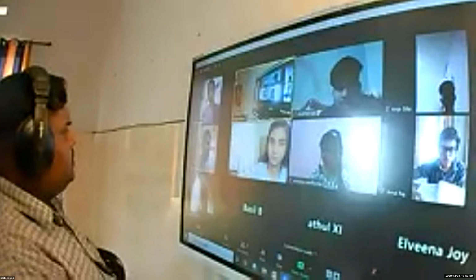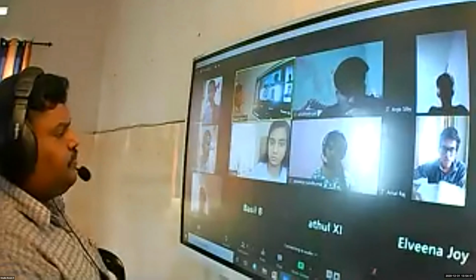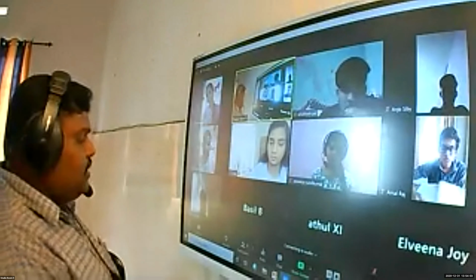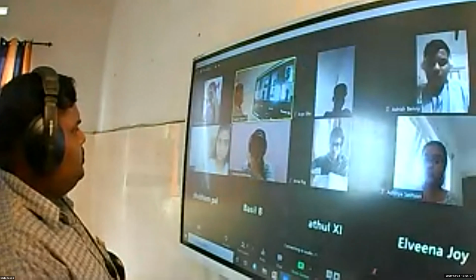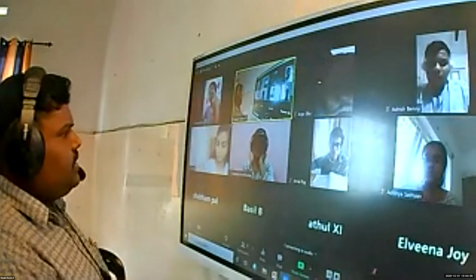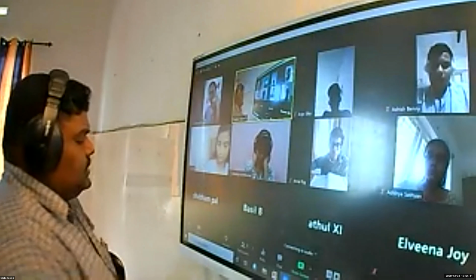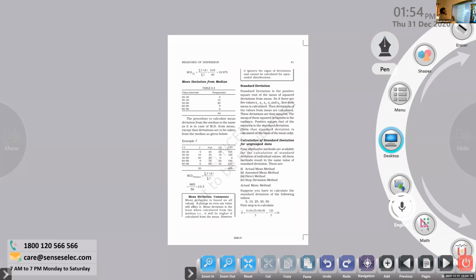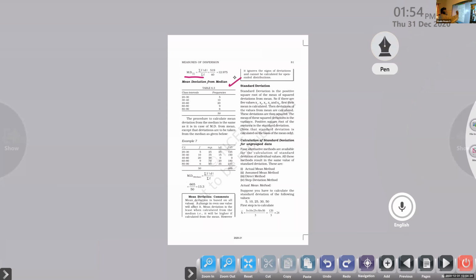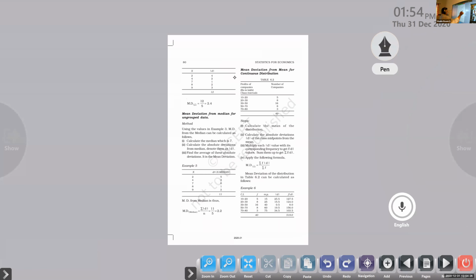This is the second session, economics class today. In the morning session we started the discussion and calculation on mean deviation, mean deviation by using the arithmetic mean method. Now we are moving to the next topic today, that is mean deviation from median. I hope mean deviation from the mean is clear for you, right?